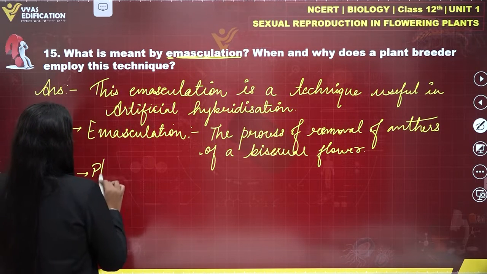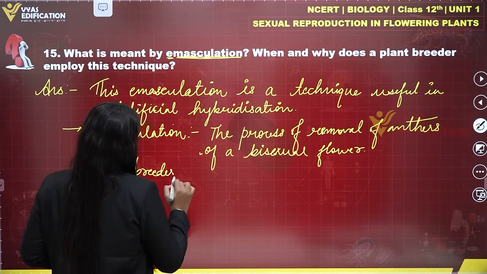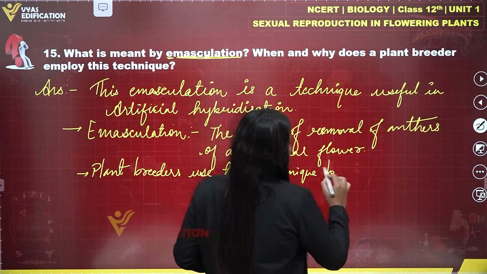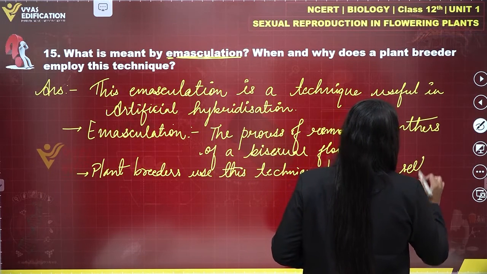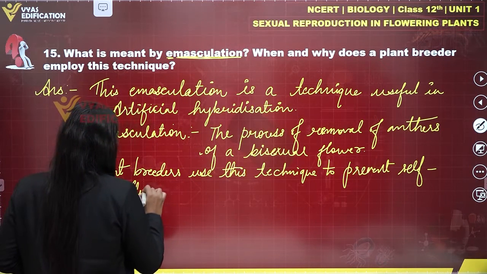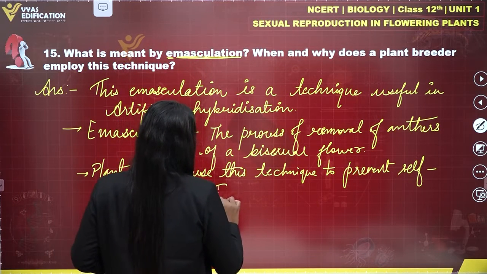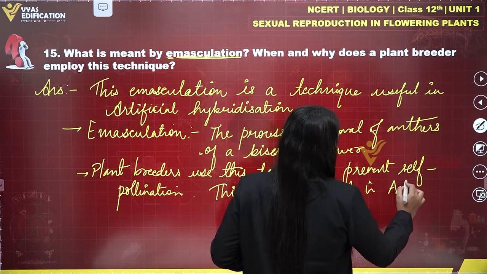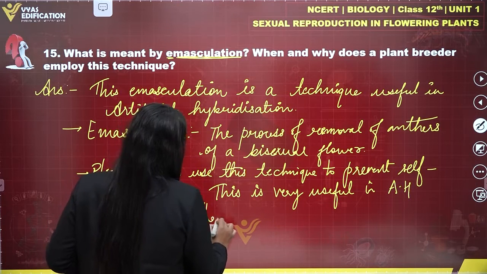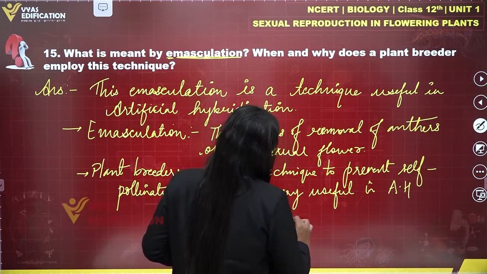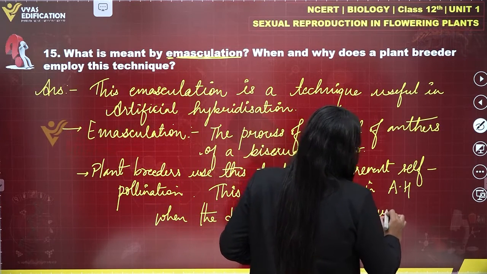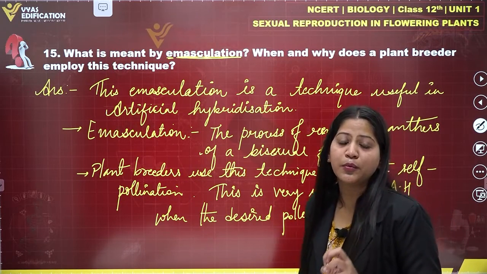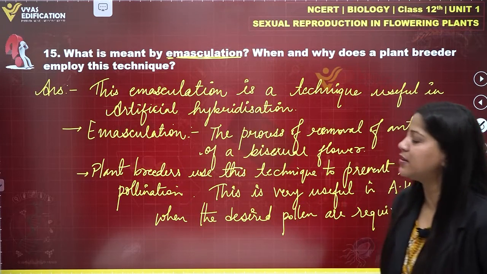Plant breeders use this technique to prevent self-pollination, and this is very useful in artificial hybridization, when the desired pollens are required to obtain good quality seeds. So this is the complete solution of question number 15.